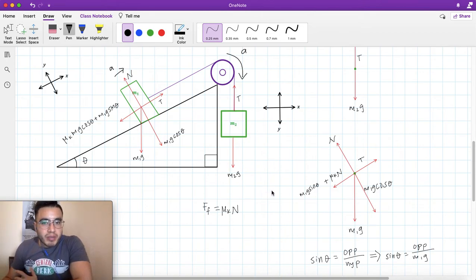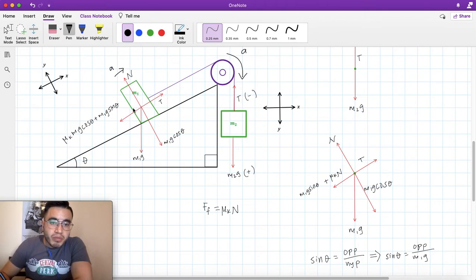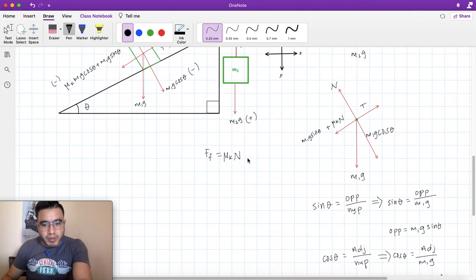Now let's identify which one is positive, which one is negative, so we can sum the forces. We established that this is the positive direction, right? So for mass 2, down is positive and up is negative. So tension is against the motion. Now the natural motion will be like this, which is the direction of tension. So this is positive and this is negative. Now just as a formality on the y direction for mass 1, this is positive and this is negative. Now we can sum the forces.